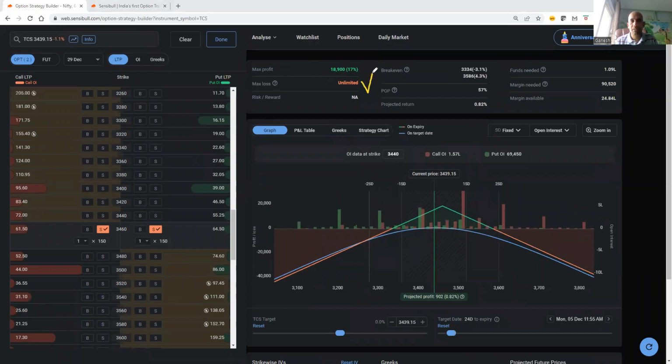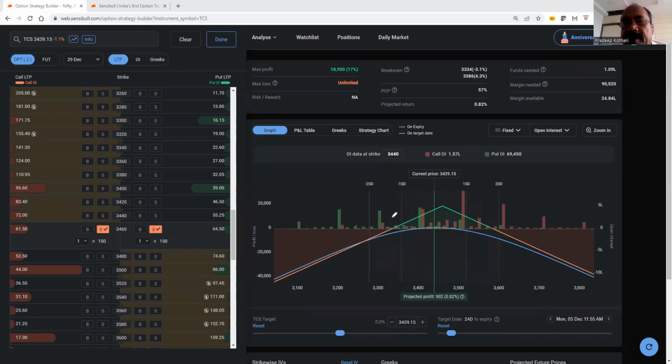Max loss is unlimited, you know that. And what is the break even? Those break even points are covered here. So from here, you are safe 3% down, you are safe 4.3% up. And what is the margin requirement? 90K. So this is something you can think about.